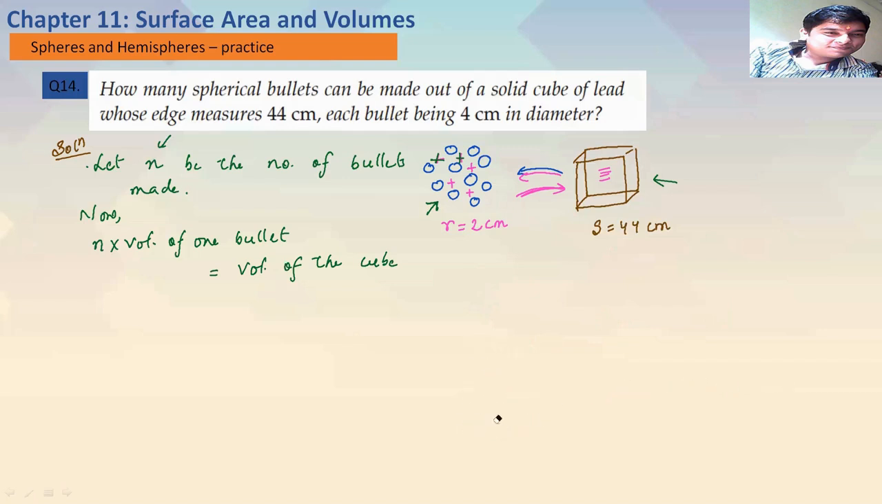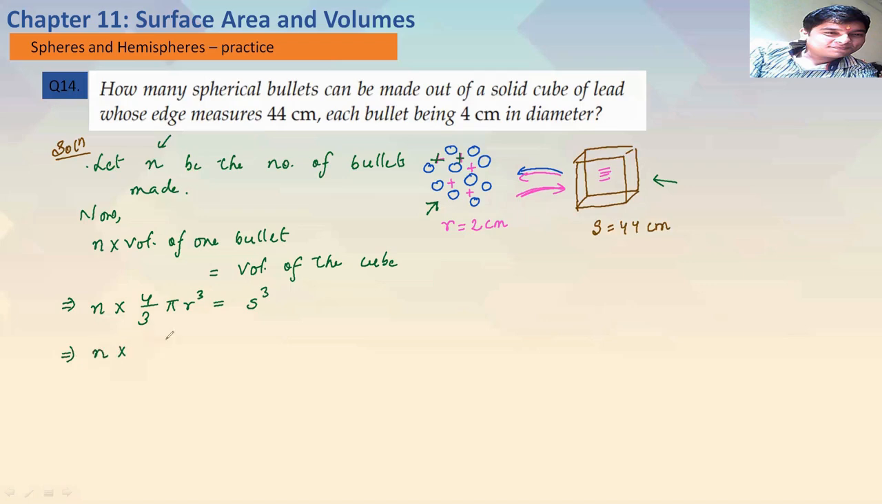Sphere: 4 by 3 pi r cube. Very good. So we have n times 4 by 3 pi r cube. We are using small letter r for the radius of the sphere and small letter s for the side of the cube. Volume of the cube will be side cube, right? Edge cube. Okay. Plug in the values now.